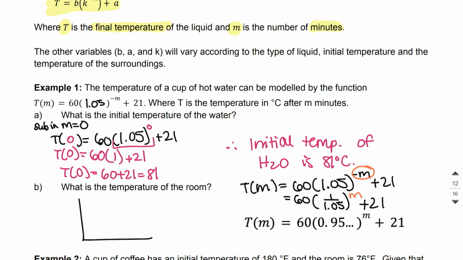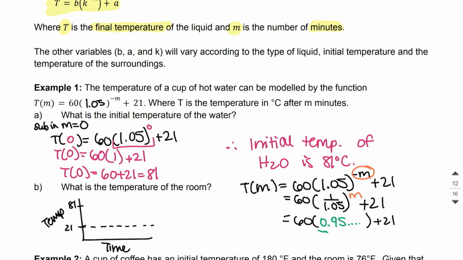Now we know that the initial temperature is going to be 81 degrees. And we also know that we have a horizontal asymptote here at 21, because normally we would have a horizontal asymptote at 0, but because this shifted up by 21, we have a horizontal asymptote now at 21. And because this right here is less than 1, we know that we have exponential decay. So it's going to look like this.